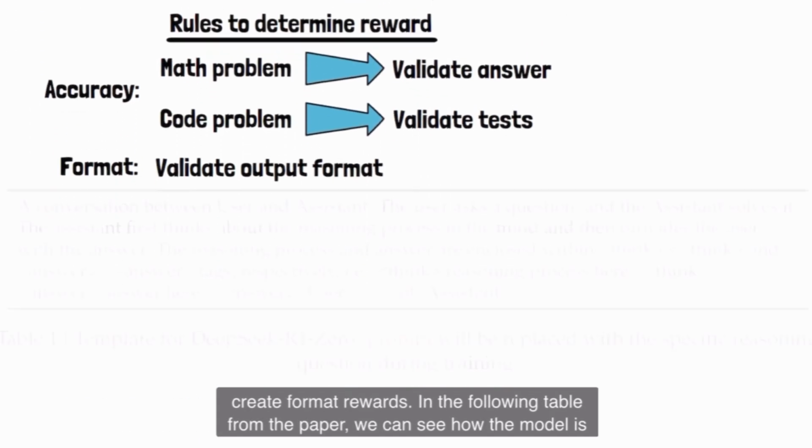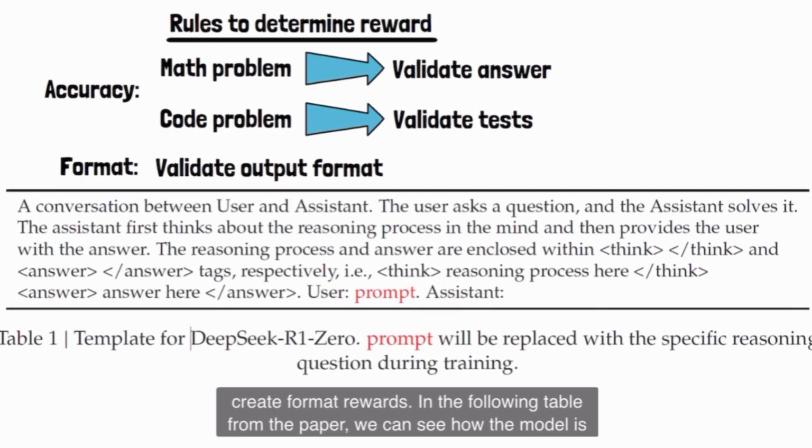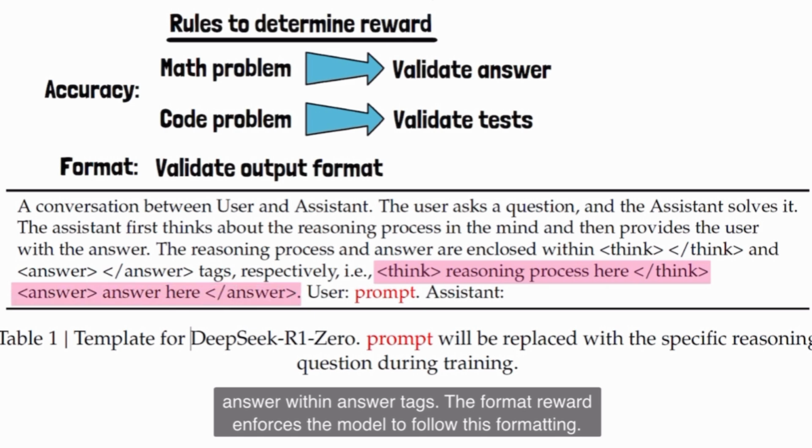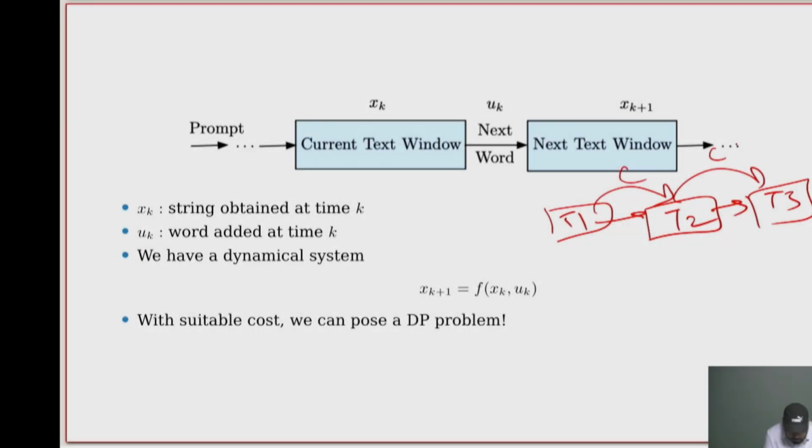In the following table from the paper, we can see how the model is instructed to provide an answer, putting its thinking process within think tags and the answer within answer tags. The format reward enforces the model to follow this formatting.